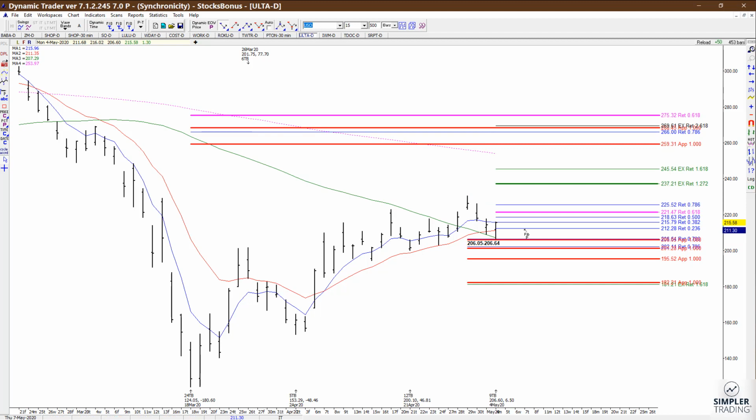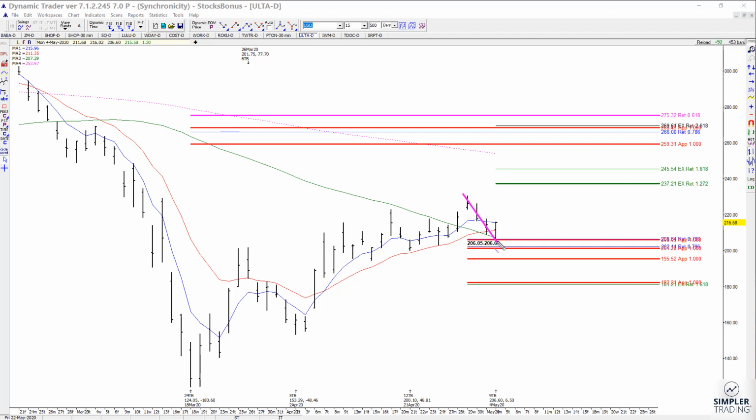Now, typical target number one is always going to be the 1272 extension of the swing into the zone. So that means target number one comes in at 237.21, target number two comes in at 245.54, and of course I'm wrong if it takes out this area. So that's how you use it. You set it up, you do the work, and then you look for the triggers, and then you manage the trade.